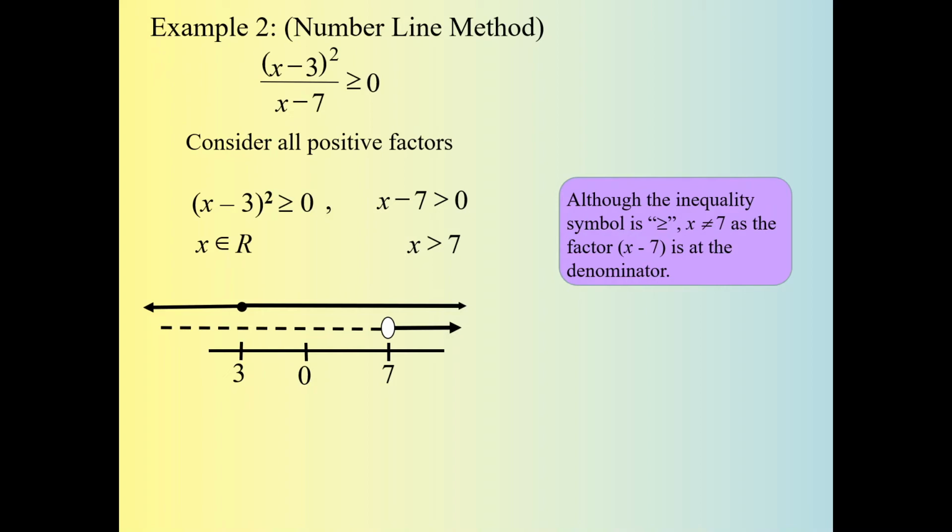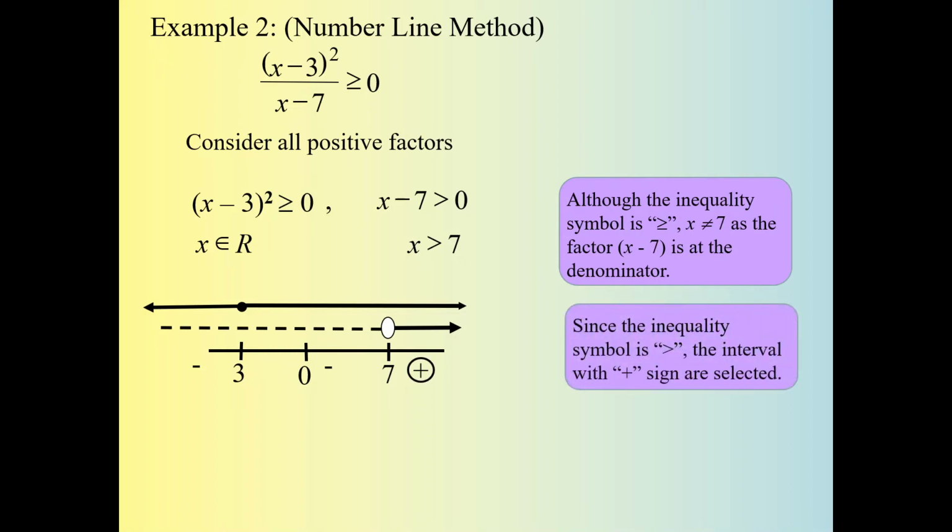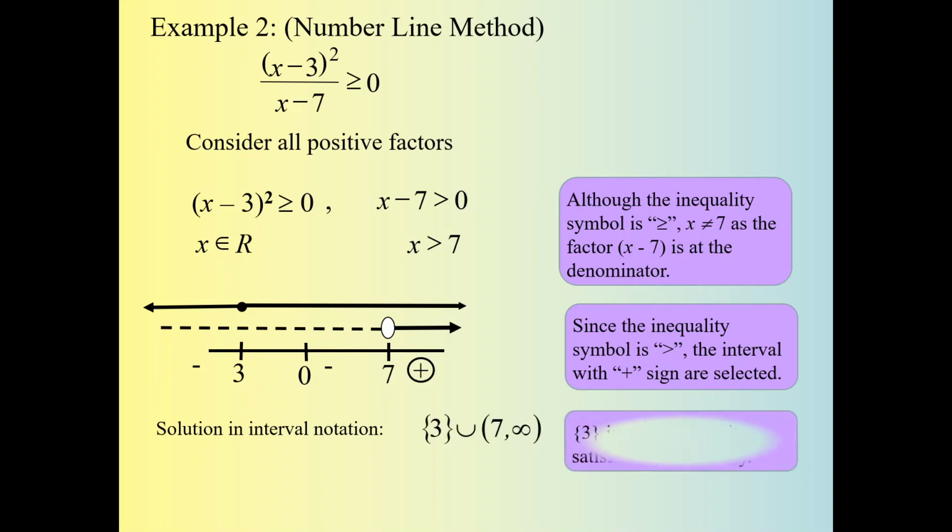So for the interval less than 3, positive divided by negative is negative. From 3 to 7, positive divided by negative is negative. For x greater than 7, positive divided by positive is positive. Since the inequality symbol is greater than, the interval with positive sign is selected. So the solution in the interval form will be {3} union (7, infinity). Take note that 3 is a solution as it satisfies the inequality greater than or equal to 0.